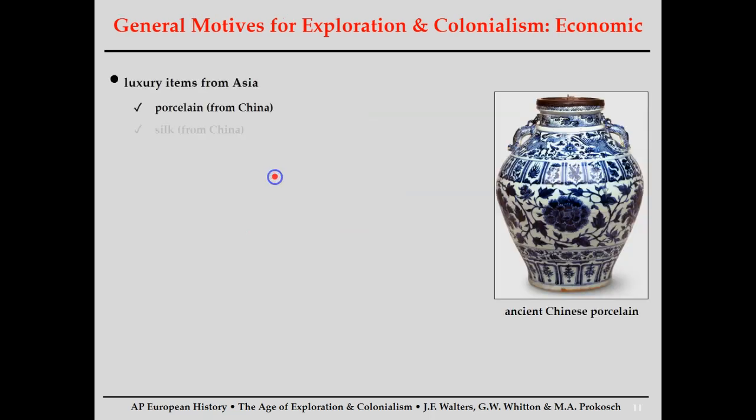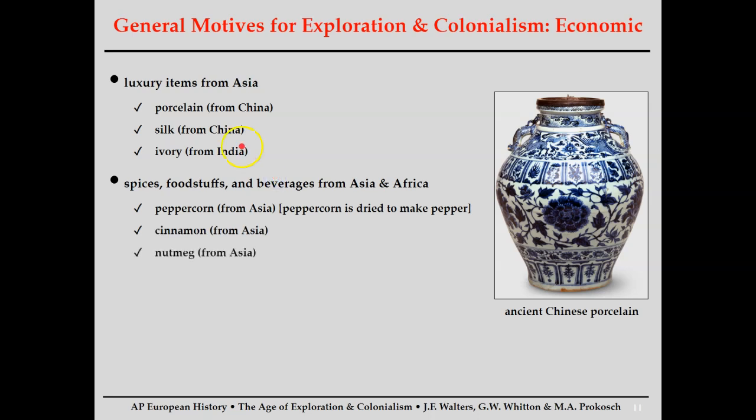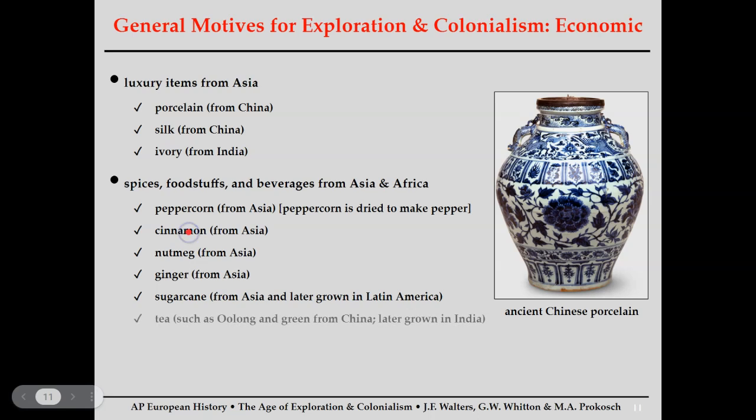Okay, the economic motivations, and I already mentioned a few of these. The luxury items. Europeans want access to luxury items that have become too expensive because of the Ottoman control over Istanbul and that trade over the Silk Road. Of course, there are spices, and I give you a whole long list of spices as well as other foodstuffs. Beverages as well. So, try to be more specific.